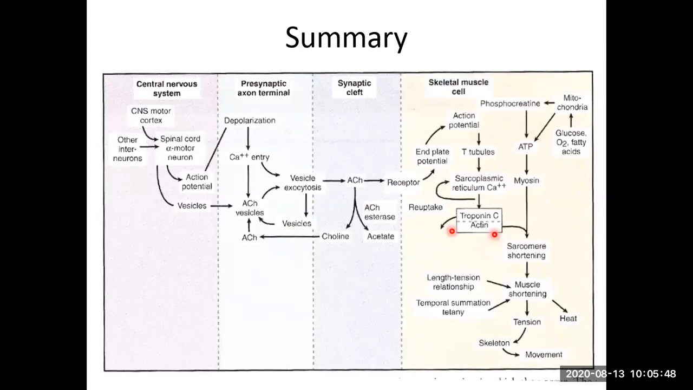But it's not the end of the story, they need ATP. ATP provides energy to the myosin head and causes the myosin head to conduct its power stroke. And then we have the muscle contraction. That's it. Thank you. I hope this works.